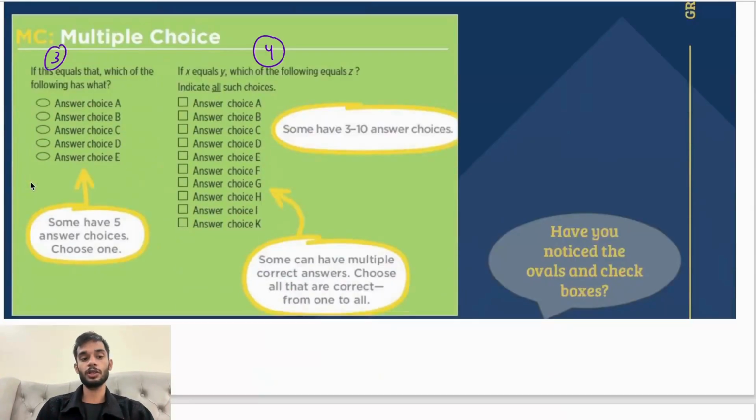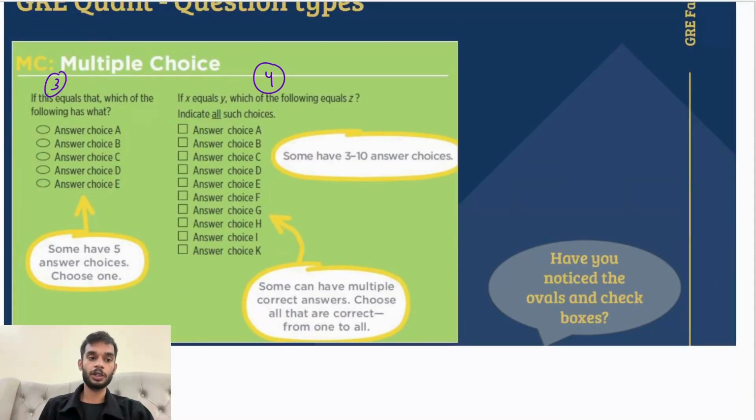So what do I mean by that? MCQ with one right answer means you need to pick only one option choice. How do you identify it? You can see there is an oval or circle shape here. Whenever you have an oval or circle shape, that is an MCQ with one right answer, and it will also have 5 option choices. So let's say you pick option C, and that is correct.